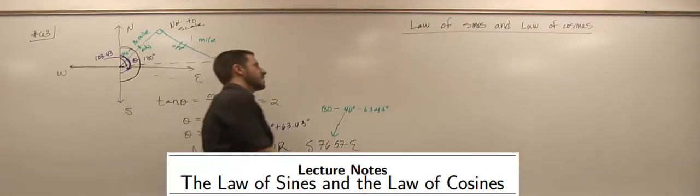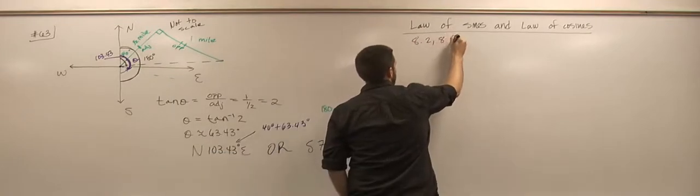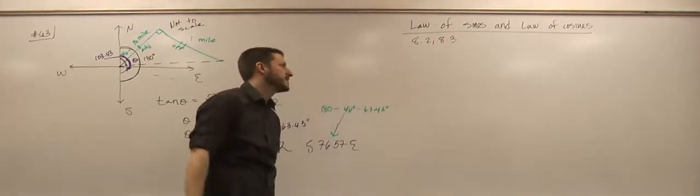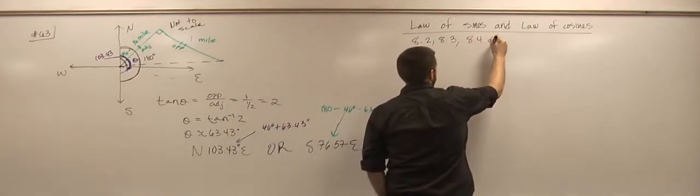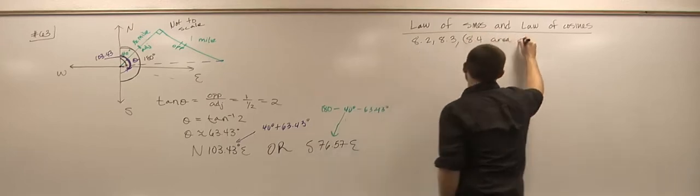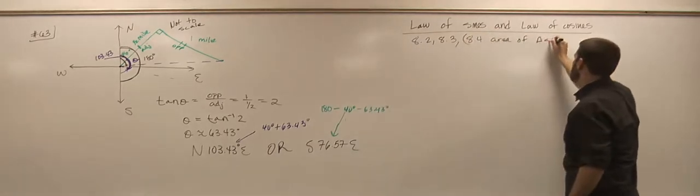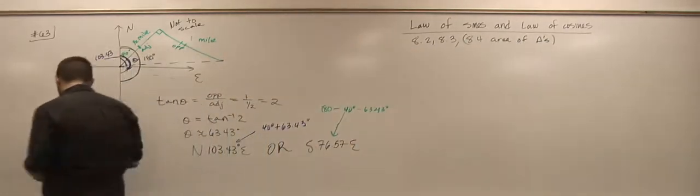Material in the book is covered in sections 8.2 and 8.3. 8.2 is the law of sines, 8.3 is the law of cosines. And then we talk in 8.4 about area of triangles, which is at the very end of this, but not super important to me.